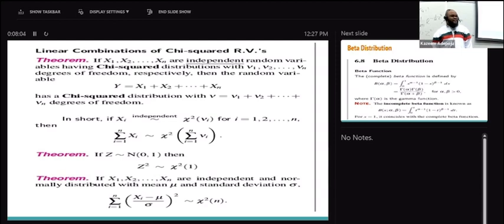I'm going to say that again. The first way to get a chi-square is passing through the gamma distribution. When you set alpha equal to v over 2 and beta equal to 2, the PDF of a gamma distribution becomes the PDF of the chi-square distribution.